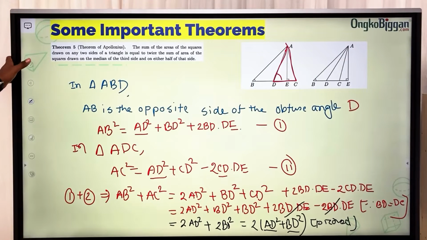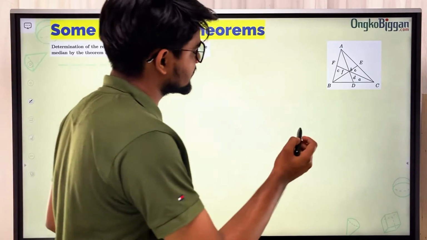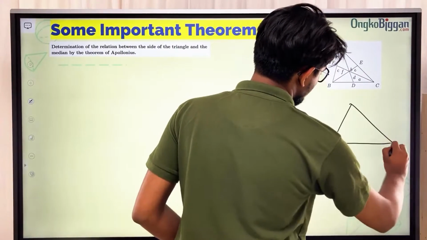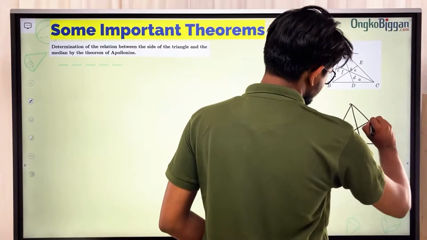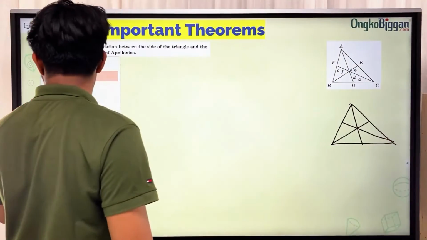So now we're going to move on to the determination of the relation between the sides of a triangle and the median by the theorem of Apollonius. So let me actually draw this triangle easily. This is the triangle, this is the median. These are the three medians basically. It has three medians.